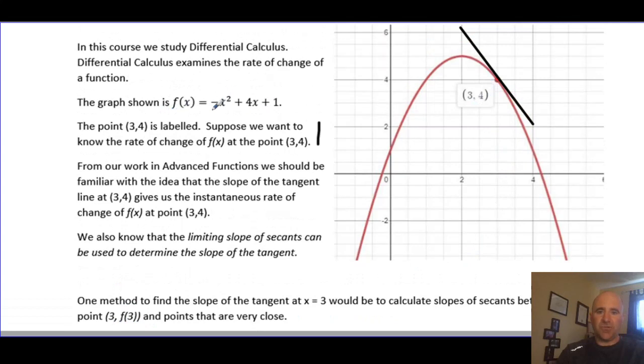x equals 3 and this point is 4. If you plug x equals 3 into this equation, you get f of 3 is equal to 4. So sometimes we just talk about the point (3, 4) as being the point (3, f of 3). Now f of 3 does evaluate to 4. So that's what we're going to do next.